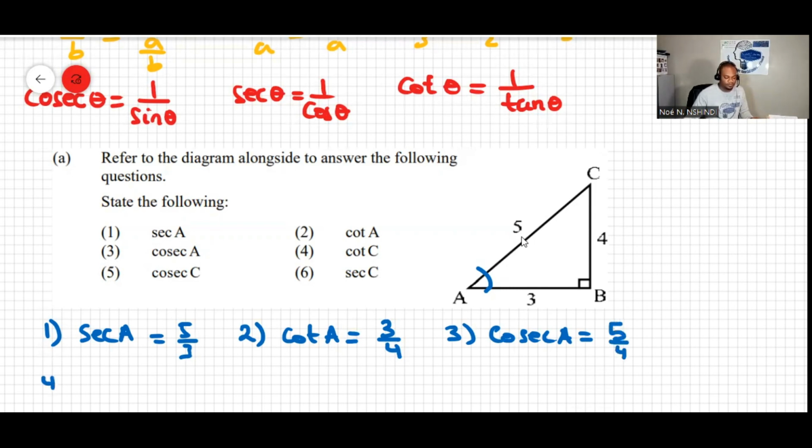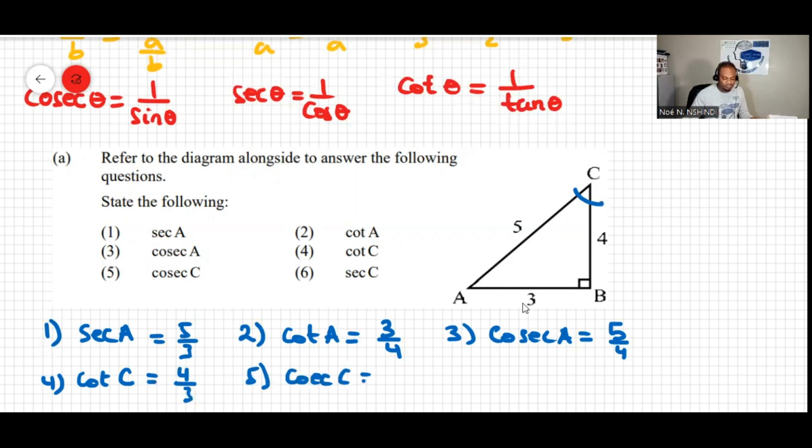Now question 4 will be cot of C. Now the angle of reference is no longer A, but it's now C. Cot of C, we know that cot is the reciprocal of tan. So now we know that 3 is opposite C. Opposite over adjacent, the TOA, but now because it is the reciprocal, we're going to switch, we're going to make it adjacent over opposite. So it's going to be 4 over 3.